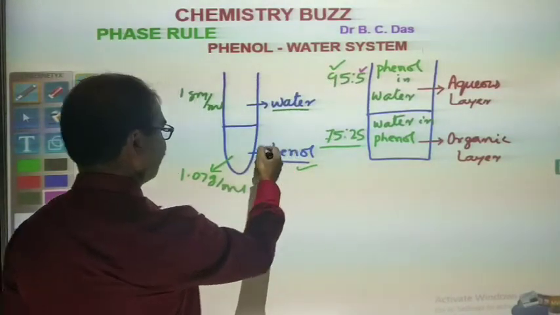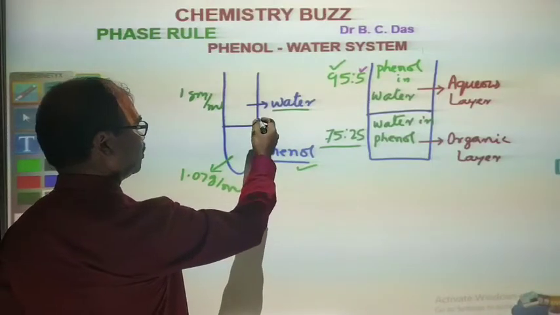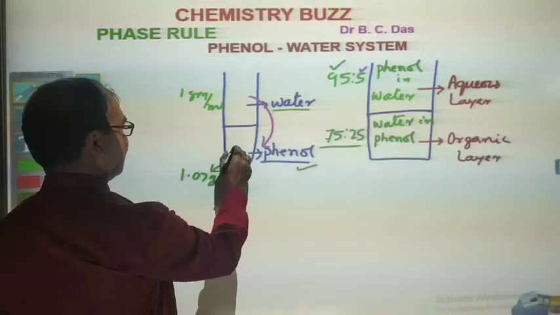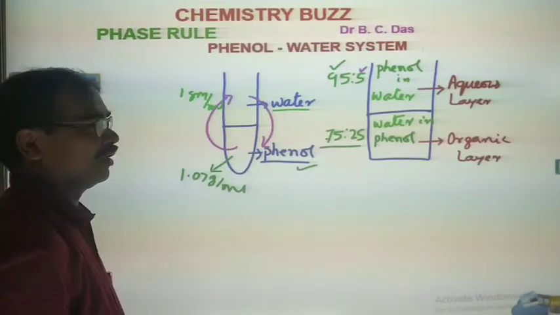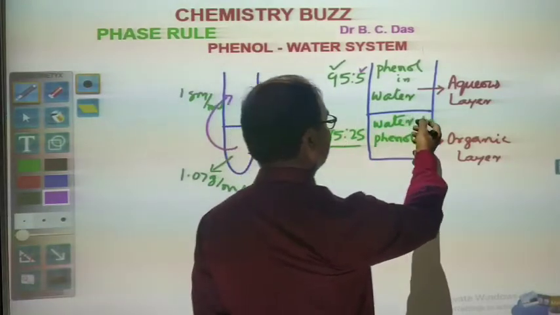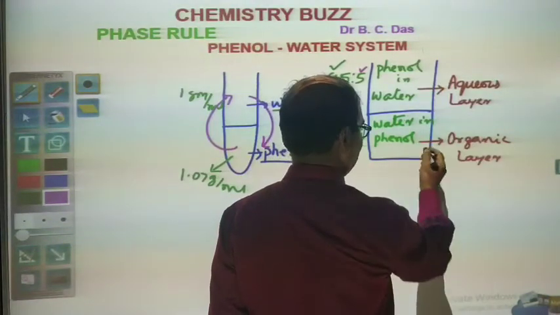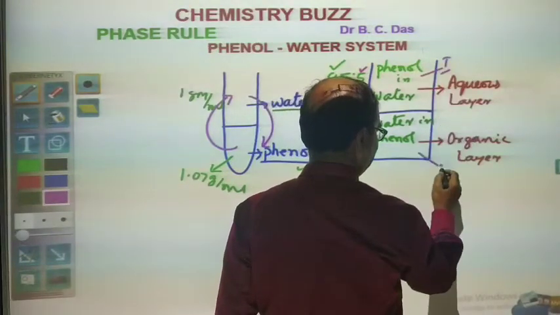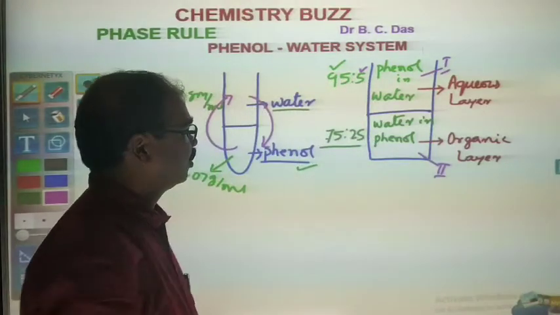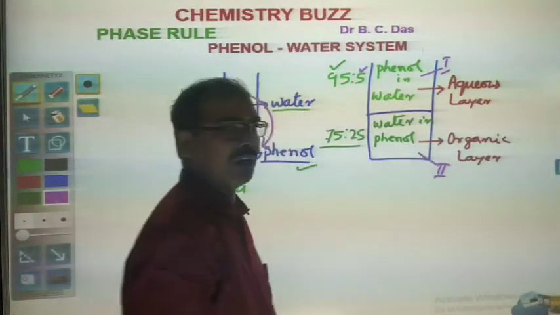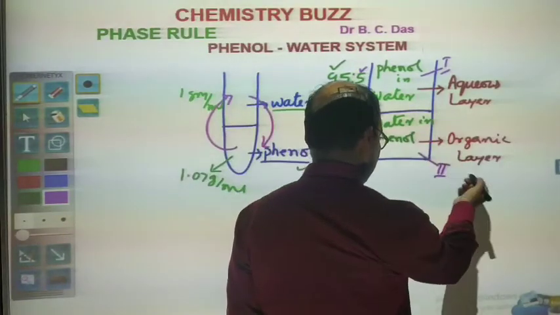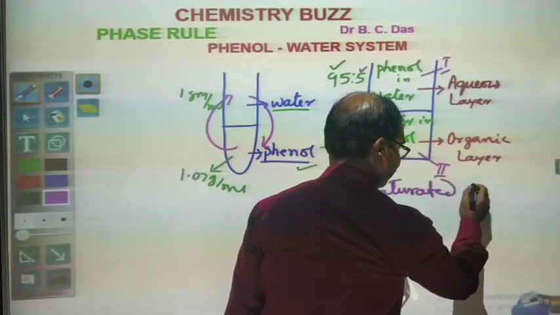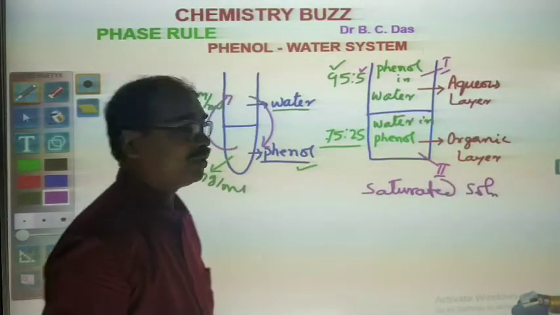So when we take two components in a container, the water comes to the phenol and the phenol moves to the water. And at a particular temperature, this is a solution and this is a solution. So there are two solutions, this is one and two. So these two solutions, one is phenol in water and other is water in phenol. And these two solutions are saturated solutions. Okay? These two solutions are saturated solutions.